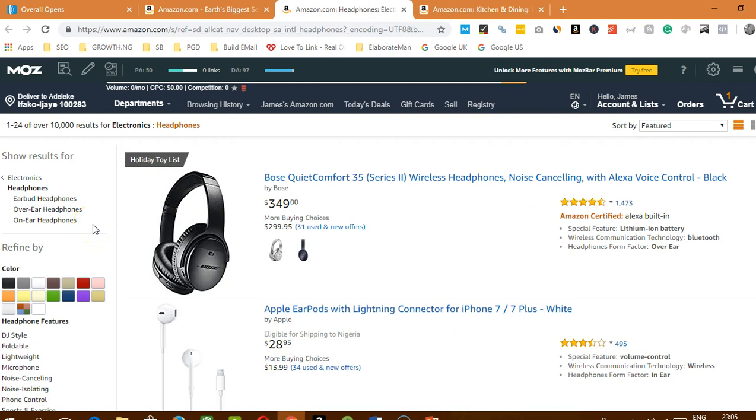In the headphone niche, we have three basic subcategories. So what you want to do is this. The focus of your site will be on all these three basic categories: earbuds, over-ear headphones, and on-ear headphones. So let's say you are starting a site about headphones. These are the three things you'll be talking about on your site, basically that, nothing more, nothing less.